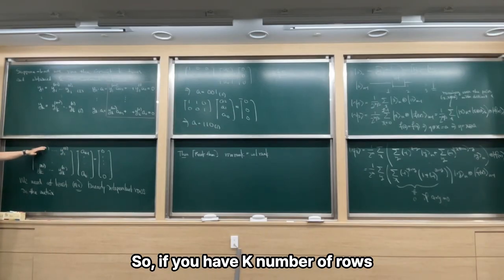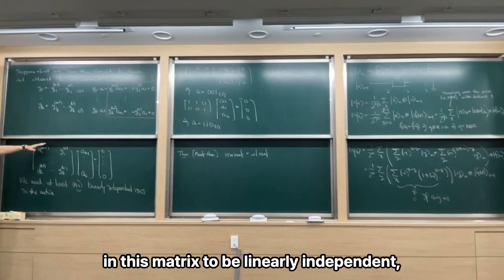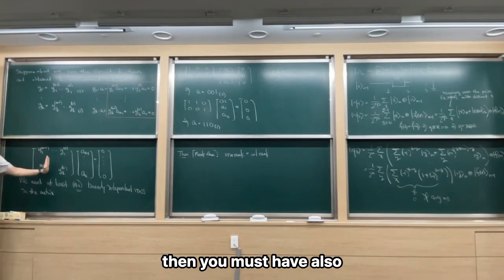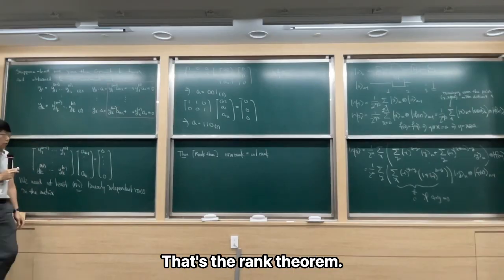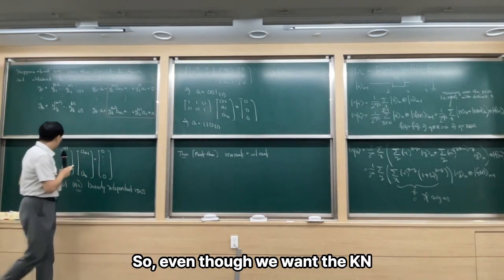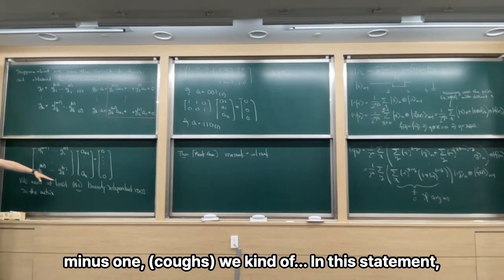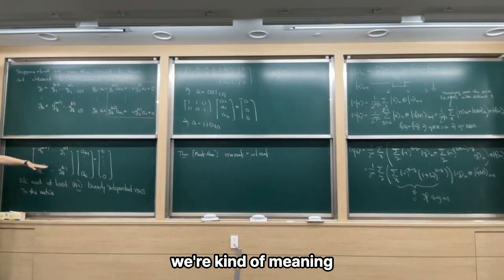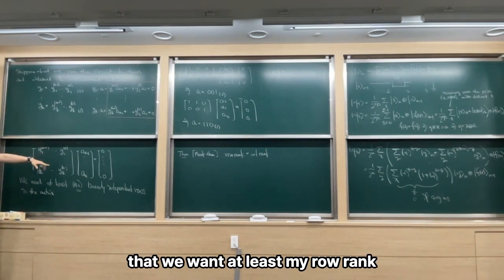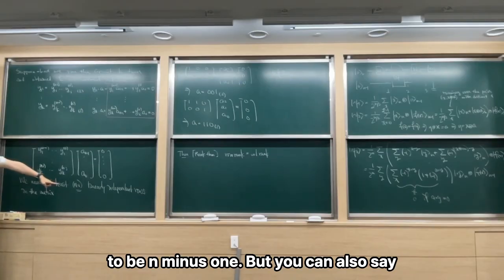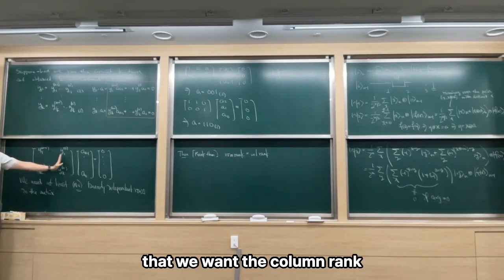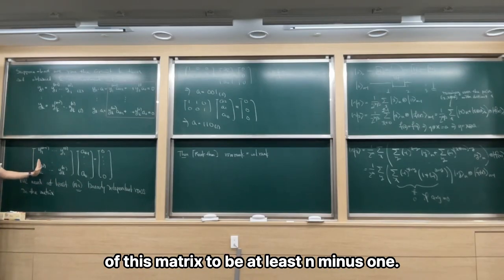So if you have k rows in this matrix that are linearly independent, then you must also have k column vectors that are linearly independent. That's the rank theorem. So even though we want n minus 1, what we mean is that we want my row rank to be at least n minus 1, but you can also say that we want the column rank of this matrix to be at least n minus 1.